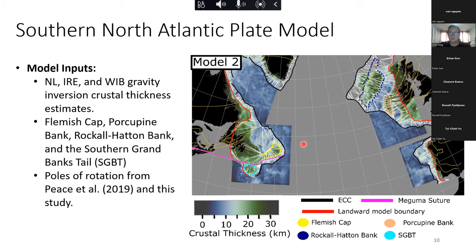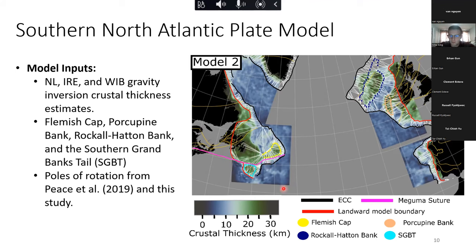The crustal thickness estimates that we're going to be reconstructing in this model are the estimates computed along the Newfoundland margin, the Labrador margin, the Irish margin, and also the West Siberian margin down here to the south. We're going to include some continental blocks with independent kinematics in this model. In particular, the Flemish Cap and Southern Grand Banks tail on the Newfoundland margin, and the Porcupine Bank shown right here, and the Rockall-Hatton Bank along the Irish margin. In terms of poles of rotation, we're using poles of rotation from a previous study, PSTEL 2019, combined with my own poles of rotation from this study as well.